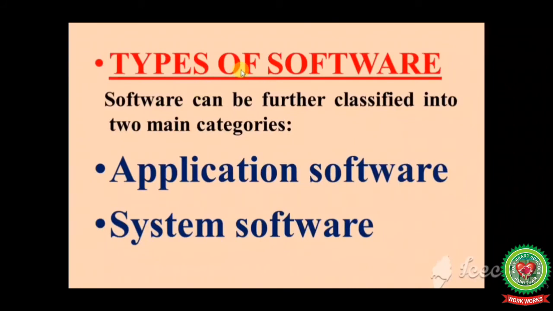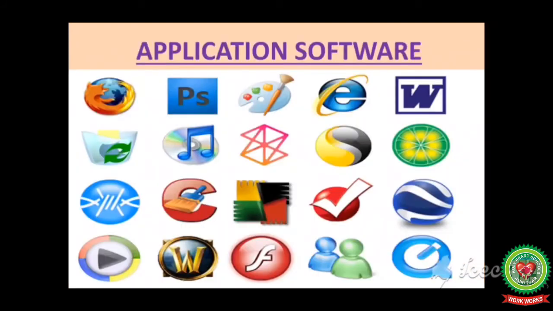Now we will discuss types of software. Software can be further classified into two main categories, application software and system software. Application software are the softwares which are used to perform a specific type of work on a computer. Like we use Mozilla Firefox as a web browser, Adobe Photoshop to edit photos, Paint to make drawings in a computer, and Microsoft Word to type and edit documents.